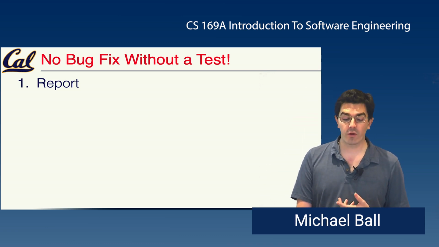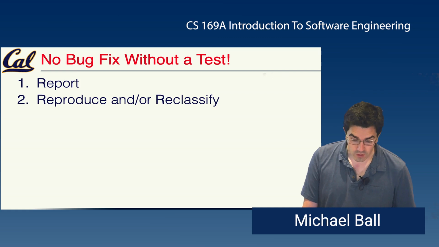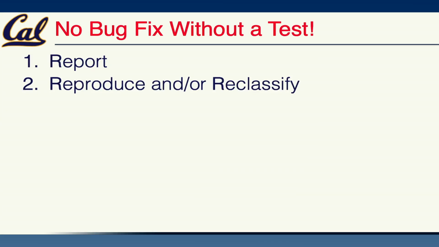This could be from a customer. This could be from an automated tool. But once a bug comes in, we need to reproduce or reclassify it. And this is probably one of the hardest steps, especially about bugs that come in from customers. A bug report that says, "this thing ain't working," is not super helpful until you can figure out exactly what went wrong for the thing to not be working correctly.